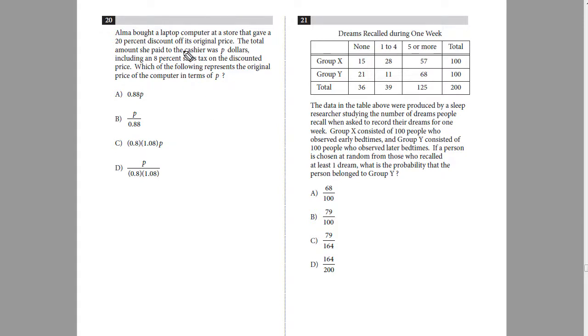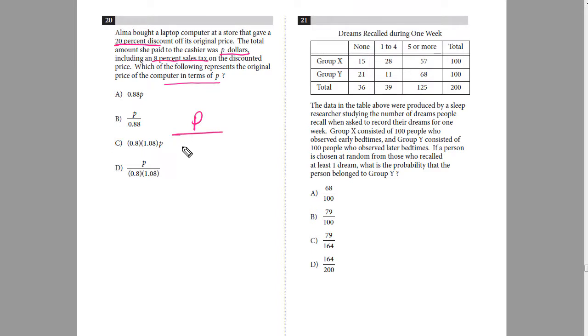So she has bought a computer for $P, and the price that she has paid already has a discount of 20%, and it includes an 8% sales tax. Now we have to find out the original price of the computer in terms of P. Now because there's a 20% discount, so 20% is discount.